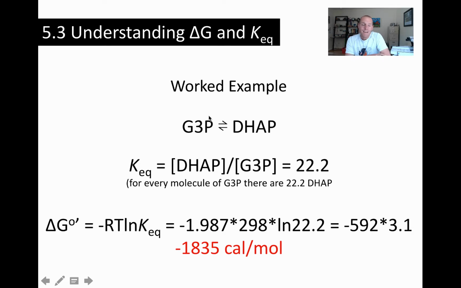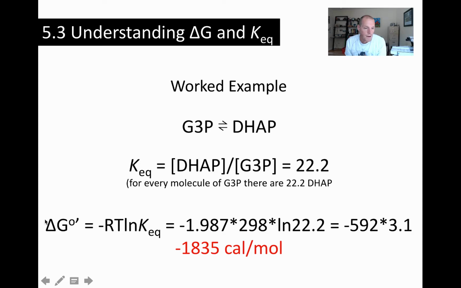So under standard conditions, remember there's 1 molar of product and 1 molar of substrate to start with. The equilibrium constant for this reaction, DHAP being the product, G3P being the substrate, is 22.2. Always keep in mind what that actually means. That means for every molecule of G3P, there are 22.2 molecules of dihydroxyacetone phosphate.